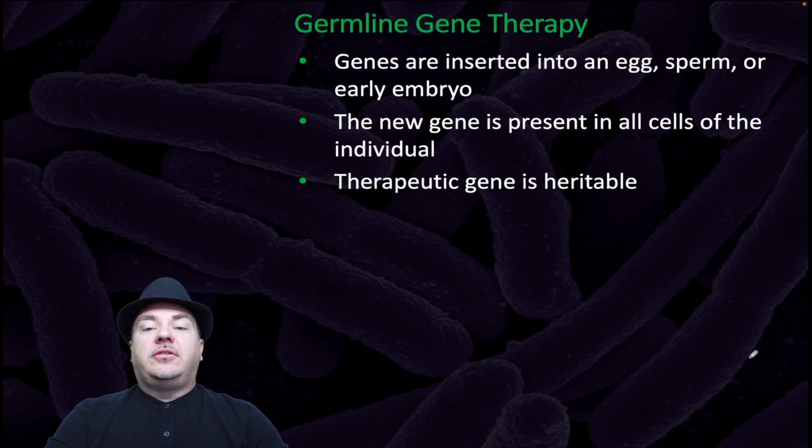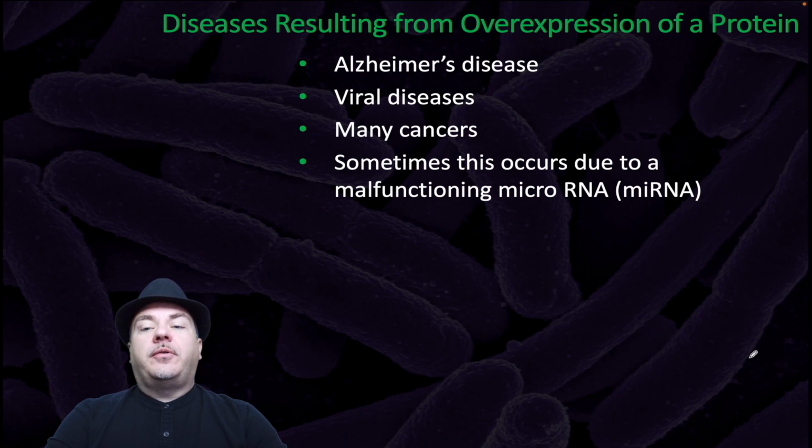In germline gene therapy, genes are inserted into an egg, sperm, or early embryo. The new gene is present in all cells of the individual, so the therapeutic gene is heritable. Diseases resulting from overexpression of a protein include Alzheimer's disease, viral diseases, many cancers, and sometimes this occurs due to a malfunctioning microRNA or miRNA.